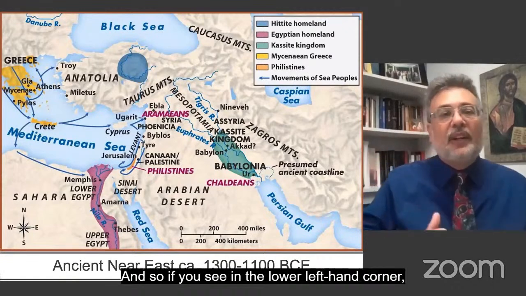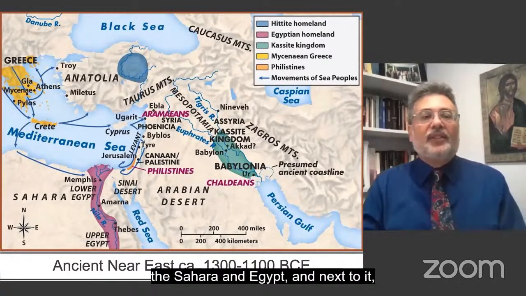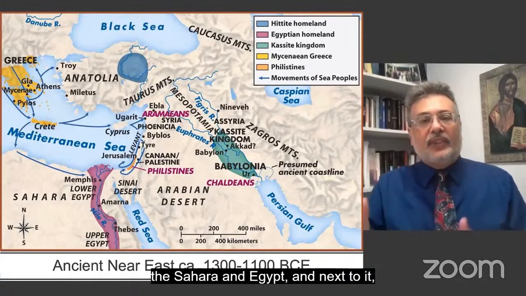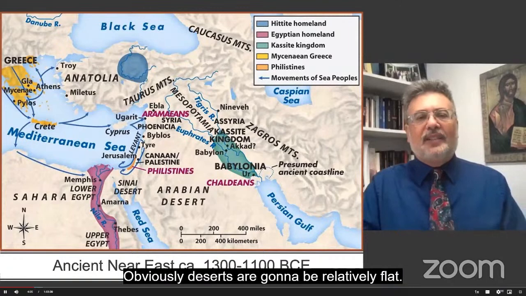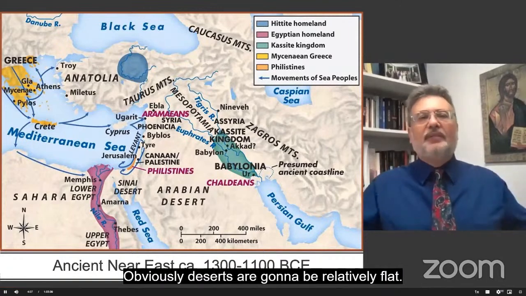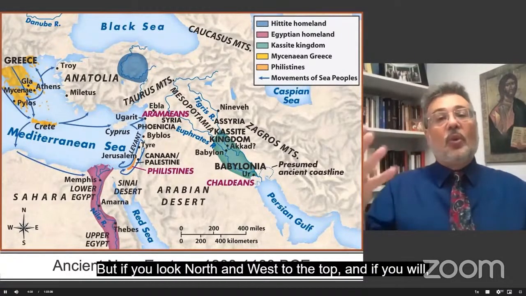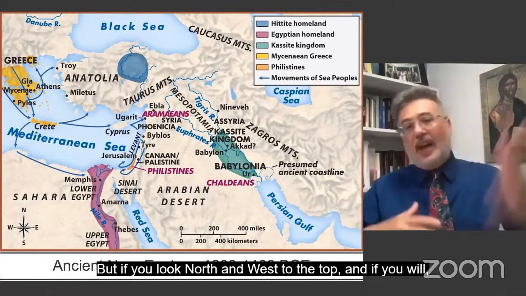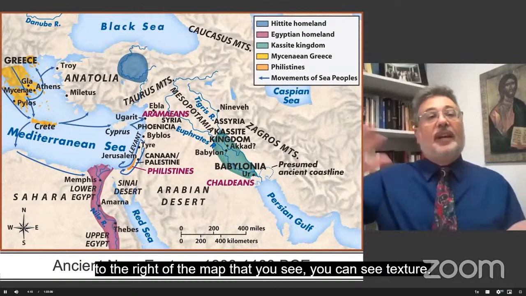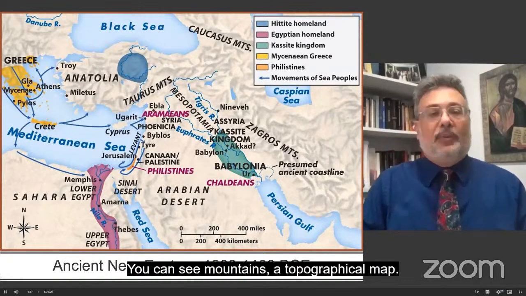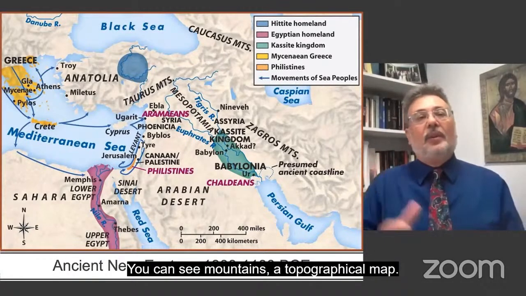And so if you see in the lower left-hand corner the Sahara in Egypt, and next to it the Sinai Desert and the Arabian Desert, obviously deserts are going to be relatively flat. But if you look north and west, think of it this way, if you will, to the right of the map that you see, you can see texture. You can see mountains, a topographical map.